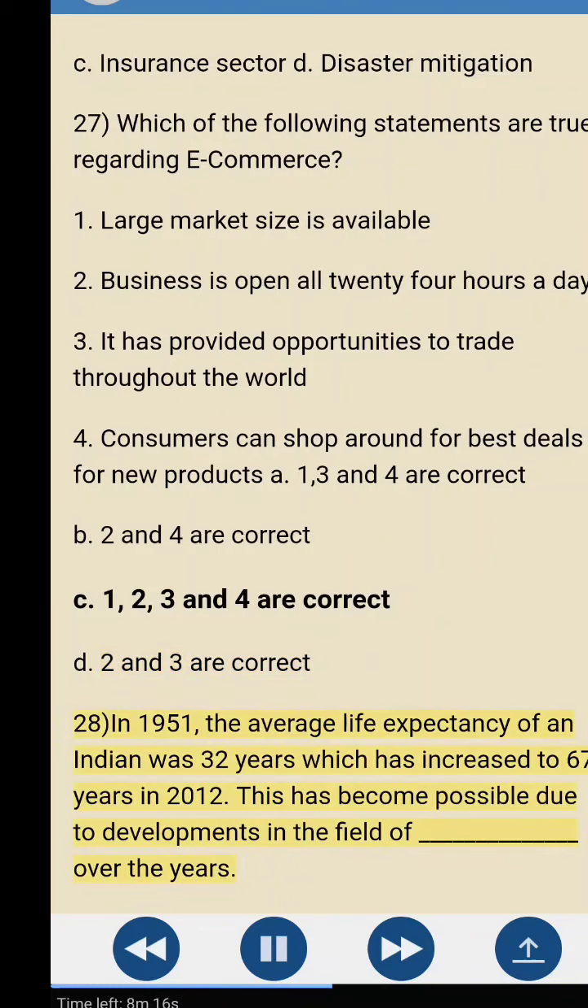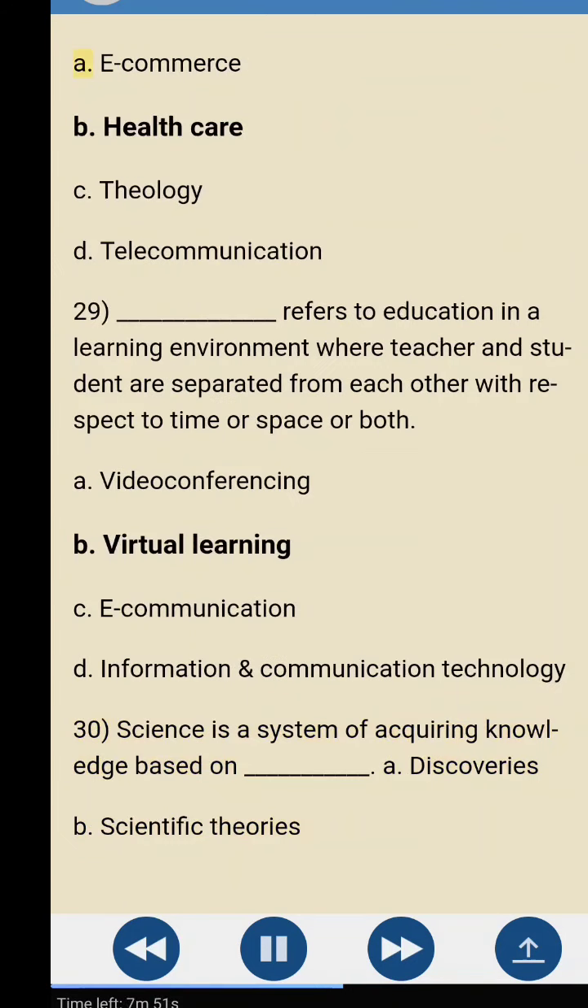28. In 1951, the average life expectancy of an Indian was 32 years, which has increased to 67 years in 2012. This has become possible due to developments in the field of blank over the years. A. E-commerce. B. Healthcare. C. Theology. D. Telecommunication.